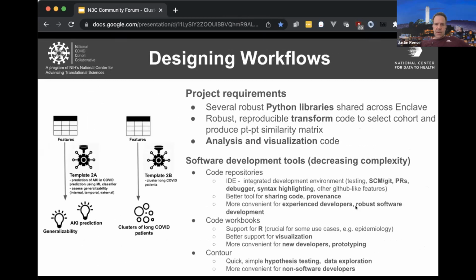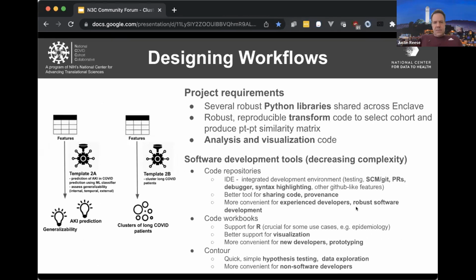But I wanted to also share some thoughts about how to design projects to get these sorts of things done in the enclave, that gets to the good algorithmic practice facet of all this. We produce several robust Python libraries that are well unit tested, and everybody's free to use them, obviously. We needed reproducible transform code to make the cohort and actually produce the similarity matrix. And then obviously we want some visualization, like what I just showed, and other analysis and code that dives down into the actual data.